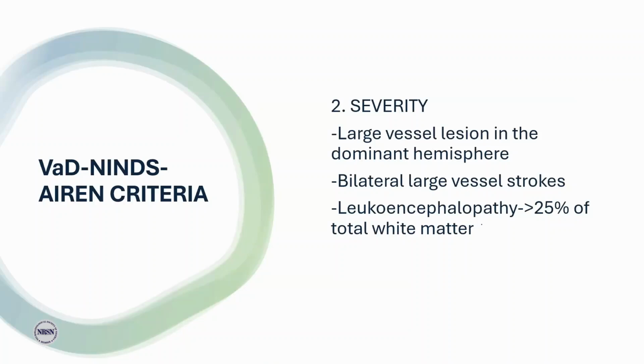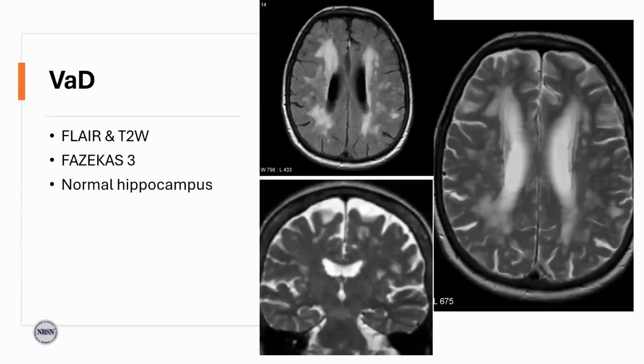Then there are bilateral large vessel strokes that should also be seen in those patients. Now, leukoencephalopathy, which is just white matter changes, should be greater than 25% of the total white matter area. Now, these are a series of FLAIR images. The first image here is a FLAIR image. Second is an axial FLAIR, axial T2, the second image, and the one under is a coronal T2 weighted image.